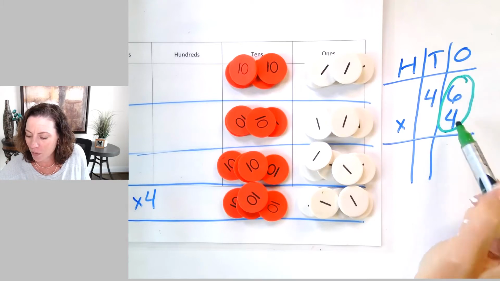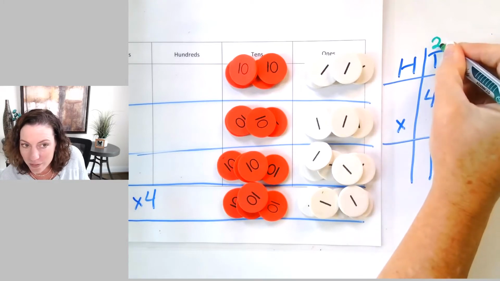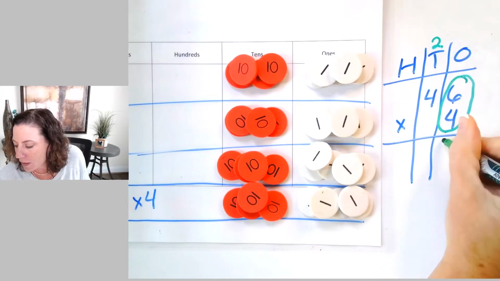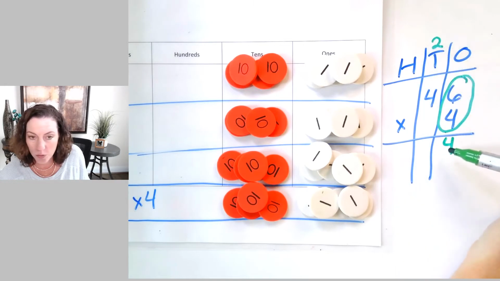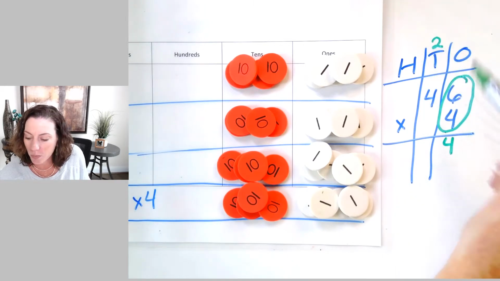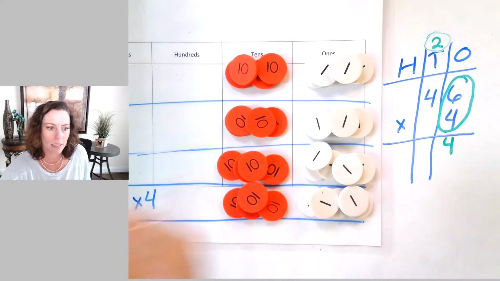So 6 times 4 is 24. Notice where I'm writing my 2, 4. The number 24 is 2 tens and 4 ones, right? So my 2 is going to be sitting up top waiting.